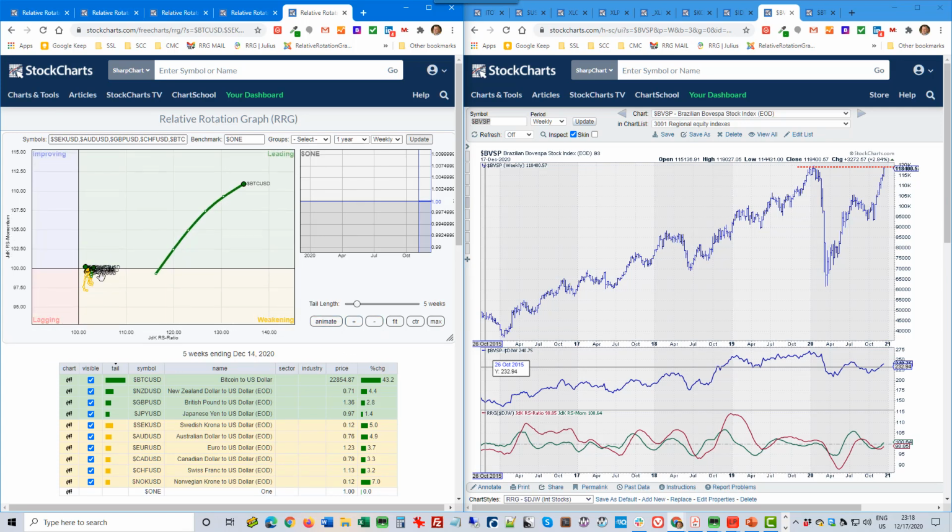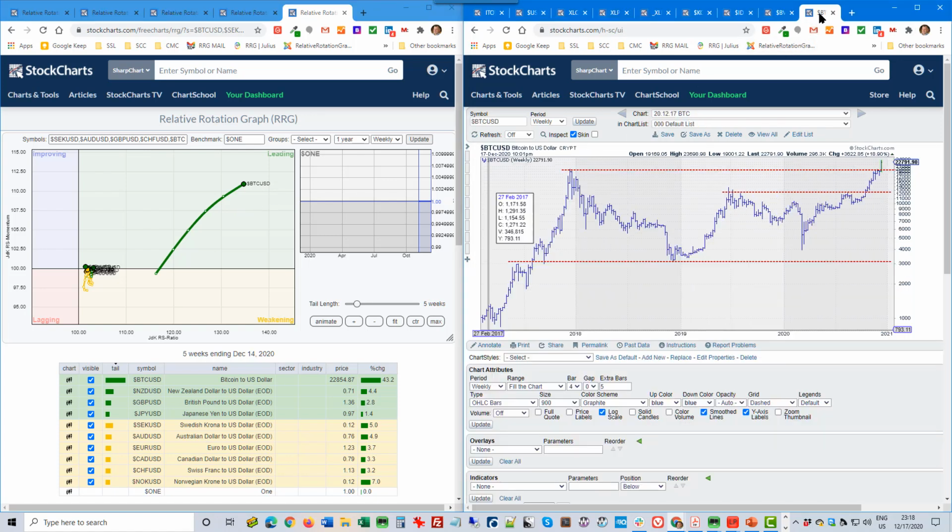This is the one that we just saw zoomed out, and this is when you bring Bitcoin in. That is a super strong tail for Bitcoin. And you know why? Because Bitcoin is just breaking to new all-time highs, and this is a massive base that we're breaking out from. There's a gazillion targets that you can calculate from this chart.